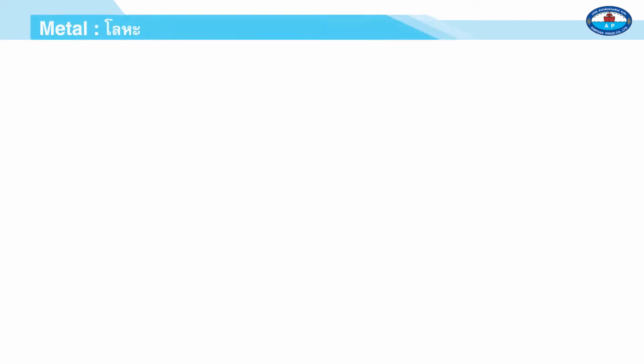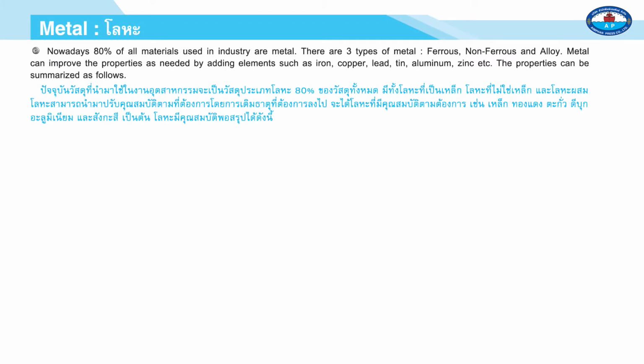Page 24, metal. Nowadays, 80% of all materials used in industry are metal. There are three types of metal: ferrous, non-ferrous, and alloy. Metal can improve the properties as needed by adding elements such as iron, copper, lead, tin, aluminum, zinc, etc.